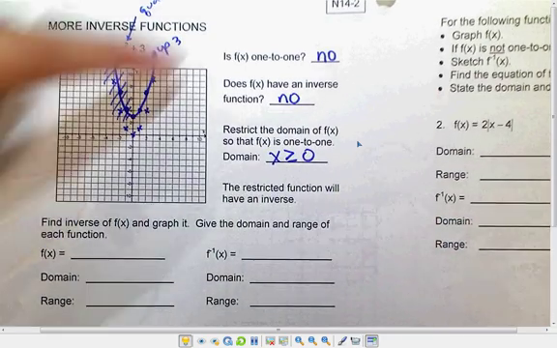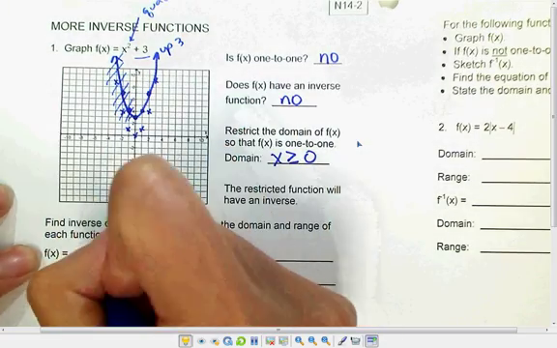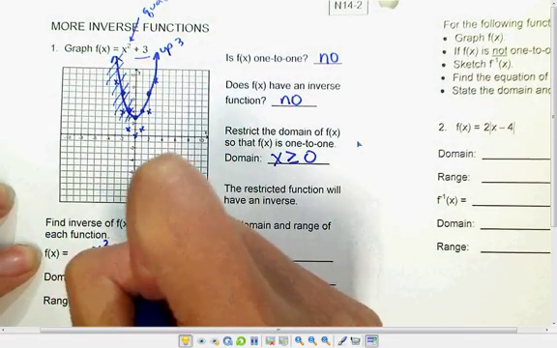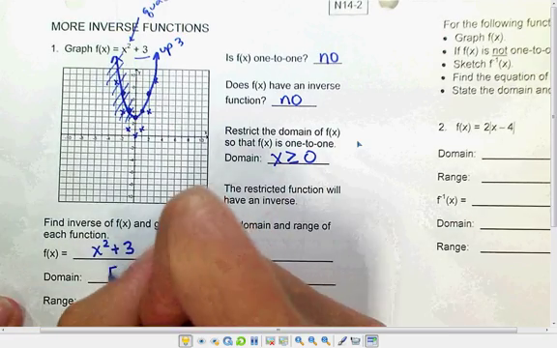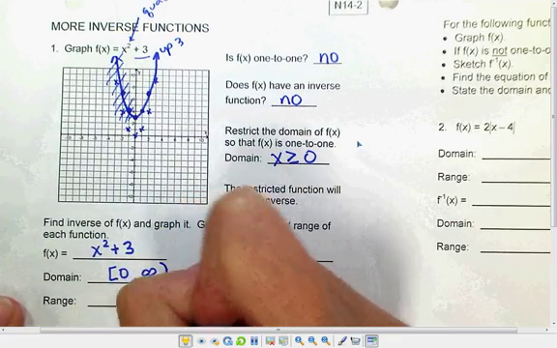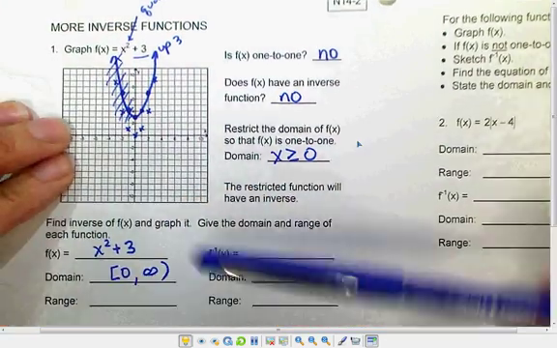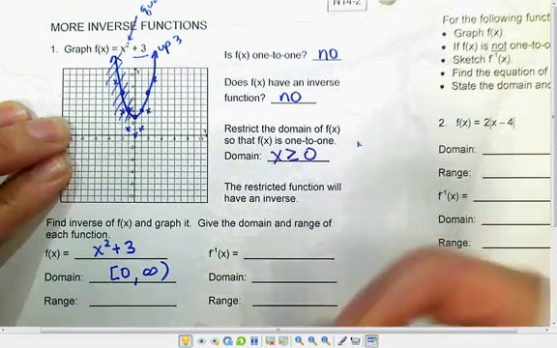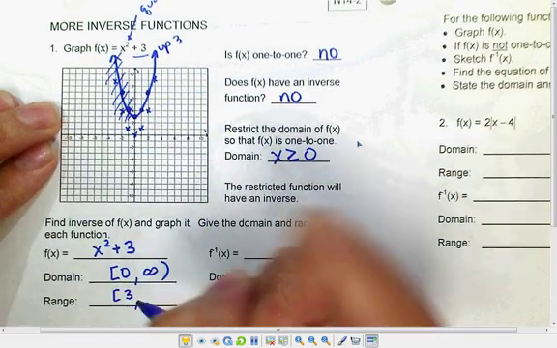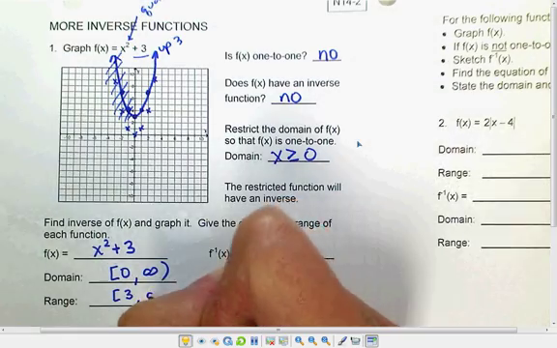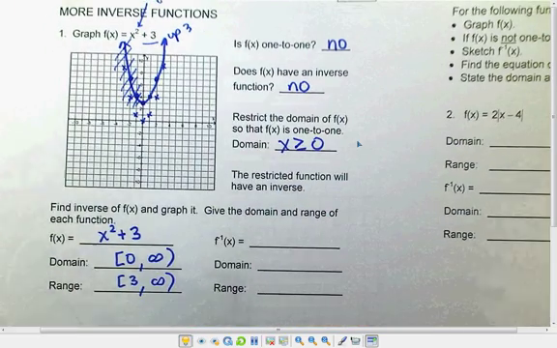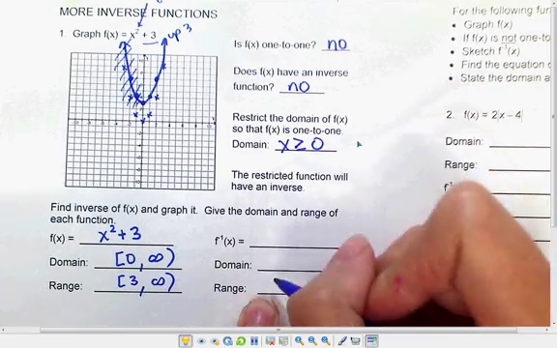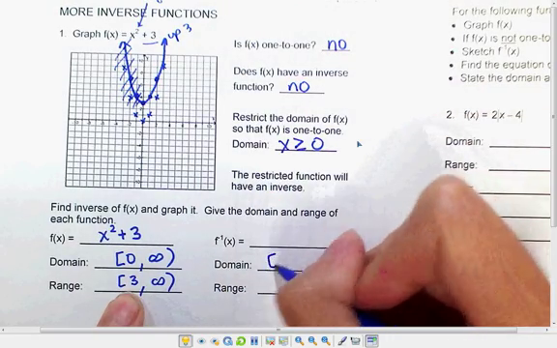So if I only look at this side, my function is still x squared plus 3. But now my domain, if I'm looking only on the right side, goes from 0 to infinity. And my range, my lowest point starts at 3 and keeps on going up, so also to infinity. So if this is my domain, then for my inverse, I know that my domain is going to be the range. So these two are going to switch places.